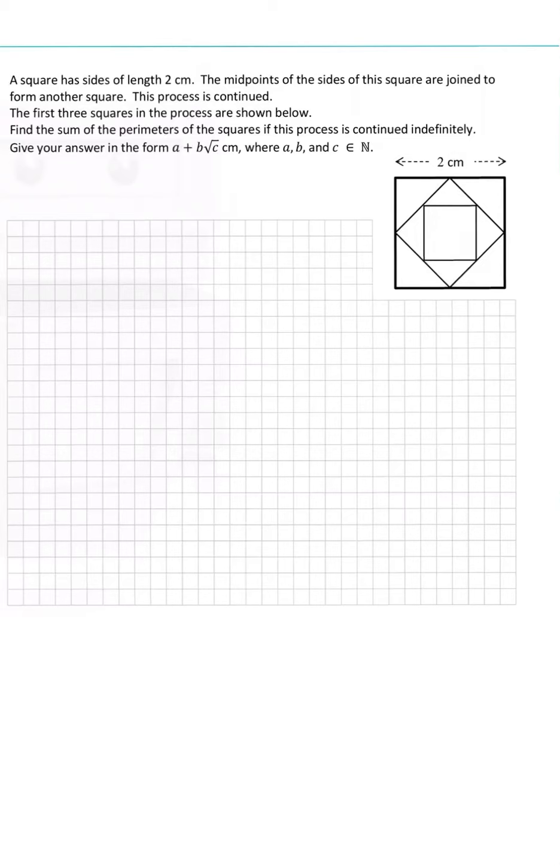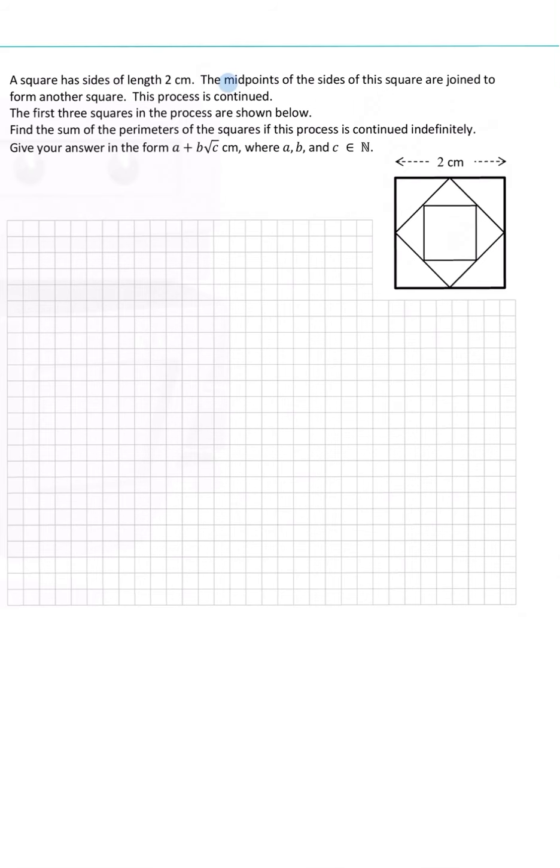In this question, we're told a square has lengths of 2 centimeters. The midpoints of the sides of the square are joined to form another square. This process is continued. The first 3 squares in the process are shown below. Find the sum of the perimeters of the squares if the process is continued indefinitely, and give your answer in the form of a plus b square root c centimeters, where a, b, and c are all elements of natural numbers.